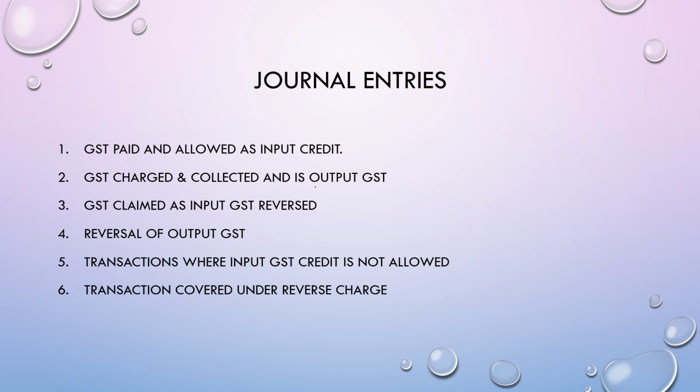Now I have split this passing journal entries into 6 sub-cases. We are going to be learning the first 3 cases in today's session, and the next 3 cases of passing journal entries we will be learning in my next video. So let us start. The first 3 cases that we are dealing with today would be GST paid and allowed as input credit, GST charged and collected, which is an output GST, and GST which is claimed as input GST when it is reversed, and how we will be passing the journal entries in those cases.